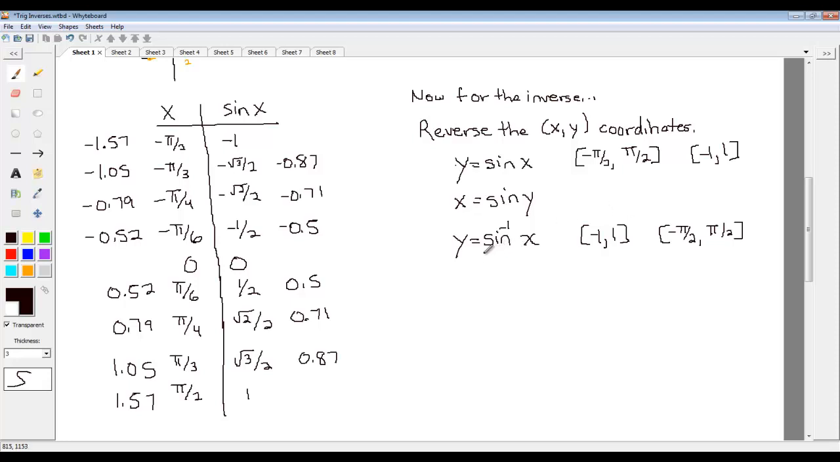Now, real quick side note, inverse sine could also be called the arc sine. If you see arc sine of x, that's what they're talking about. They're talking about the inverse sine. Alright, well, let's do a little bit of plotting. Let's see what this looks like when we put it on the graph.